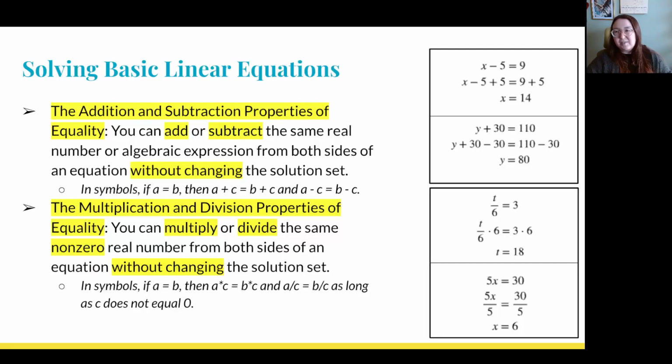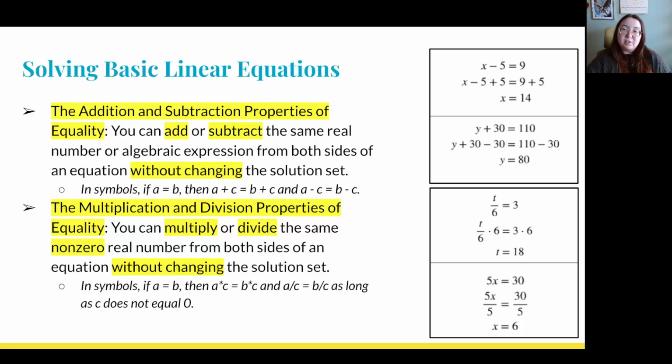So starting at the top, we have x minus 5 equals 9. We want to solve for x, so we want to get rid of that minus 5. And so to get rid of that, you want to do the opposite operation. So x minus 5, we add 5 to both sides to get rid of that minus 5. So x minus 5 plus 5 cancels itself out to give you just x, but then you've added 5 on the other side, which tells us that 9 plus 5 is equal to 14. So x equals 14.